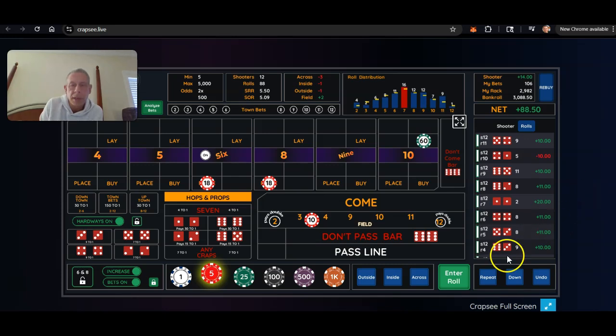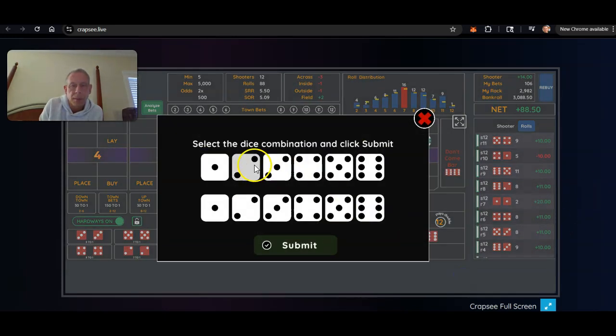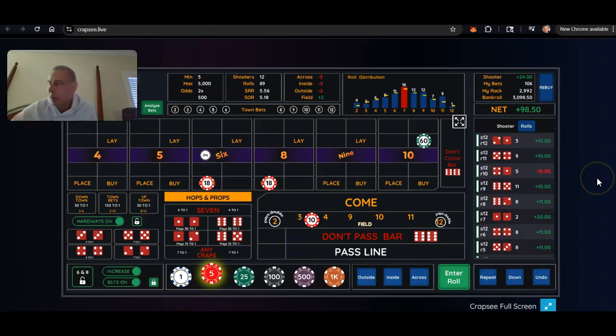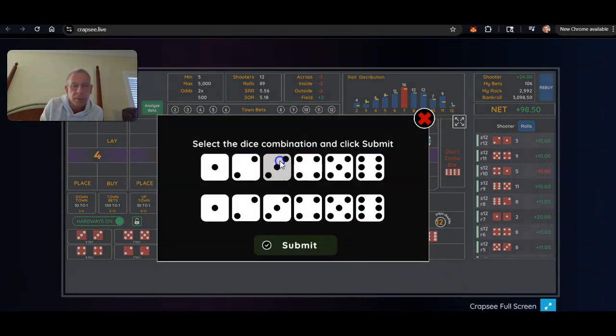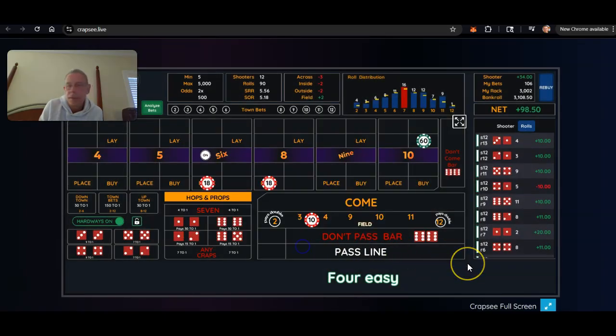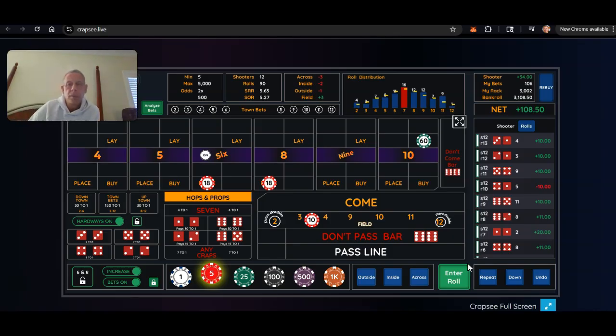2, 1, 3. That's another field. A lot of field numbers here. A lot of 3 craps. Okay. Almost back to 100 after all those problems. 3, 1, 4. Another field. 4 easy. Okay.